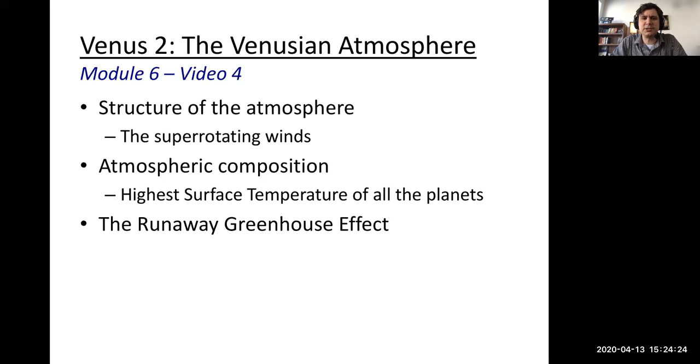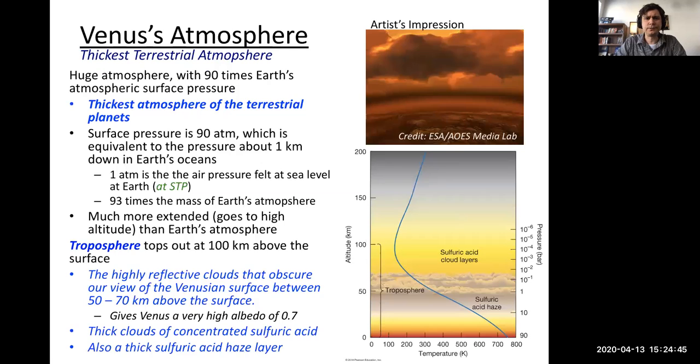We'll talk about the composition of Venus's atmosphere, which gives us its extreme greenhouse effect, giving it the highest surface temperature of all the planets. And then we have to talk about why Venus is the way it is. Why is Venus's atmosphere different than Earth's atmosphere? Why is it so thick, and why is it such a hellish planet that is a CO2 rich atmosphere? Let's go ahead and dive right in.